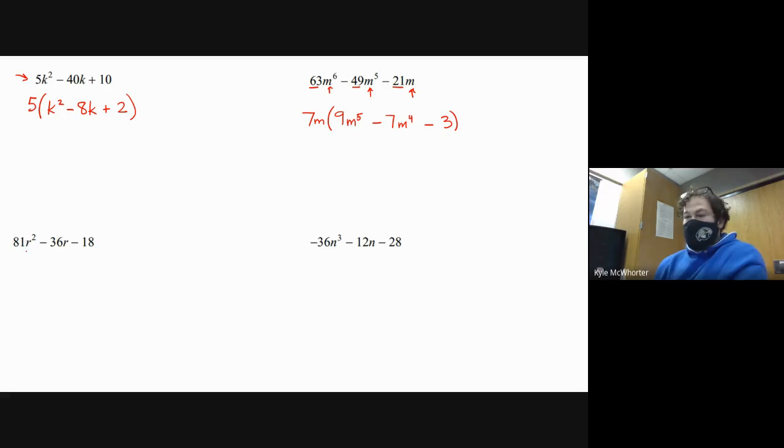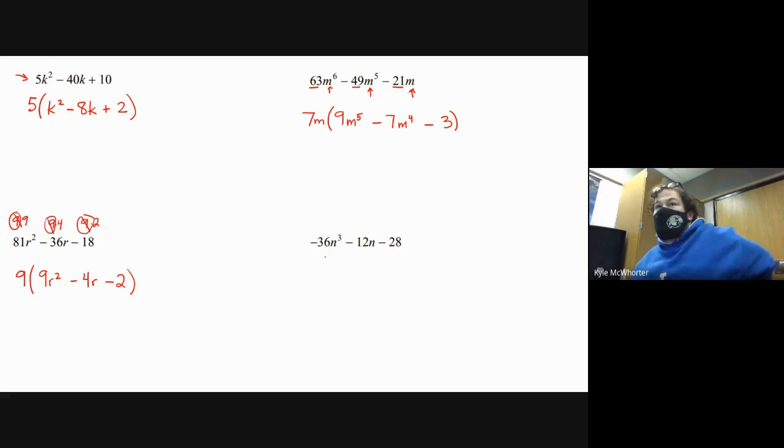So these last 2, it looks like on this first one, 9 times 9 is 81. 9 times 4 is 36, and 9 times 2 is 18. So it looks like we can factor a 9 out. So 9 times 9 gives us 81. So it'll be 9r squared minus 4r minus, each time we're just taking out the 9 here, minus 2.